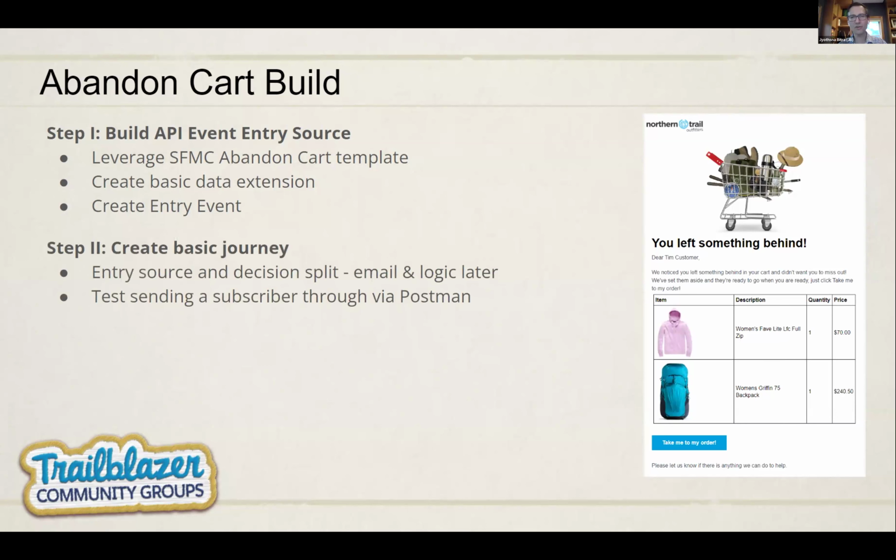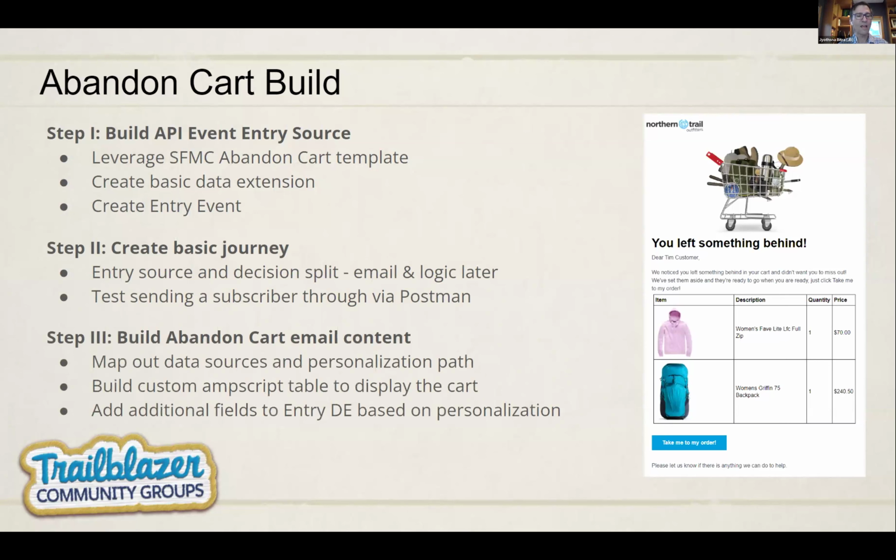Part 2, we're going to create a basic journey just to get the pipes connected. So we're going to create an entry source and just a basic decision split. We'll add the email and the logic later. And then we're going to test sending a subscriber through using the Postman API tool just to make that connection. And then we're going to move over into building the content.